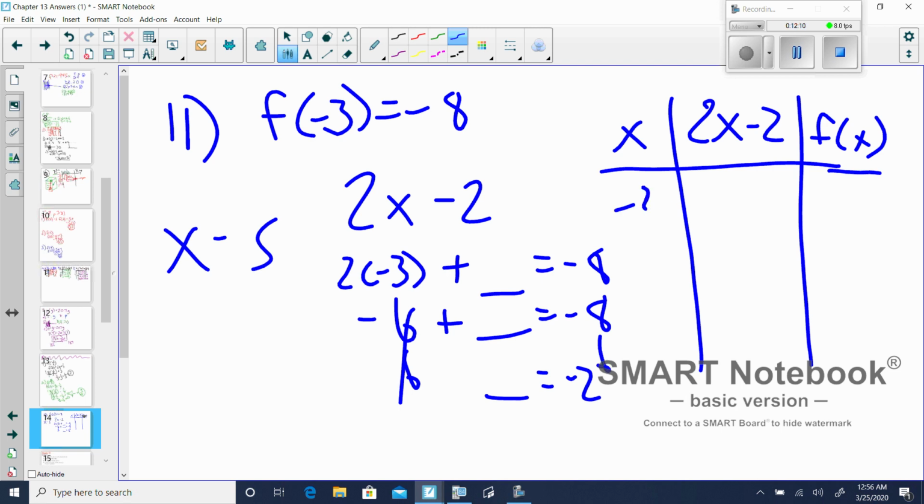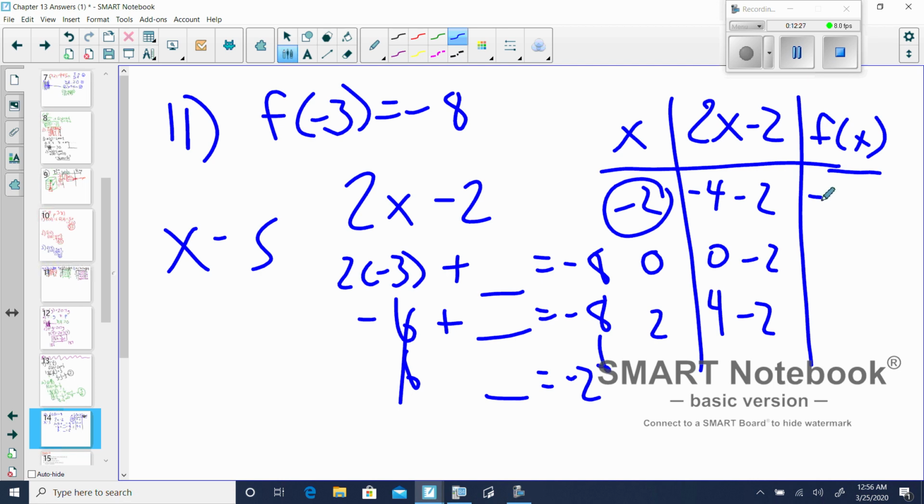So they say do it for a 0, a negative, and a positive value. So 2 times -2 is -4. 2 times 0 is 0. 2 times 2 is 4. So my output, when my input value is -2, my output is -6. If I input a 0, my output is -2. And if I input a 2, my output is a 2. All right, so I hope you guys see that.